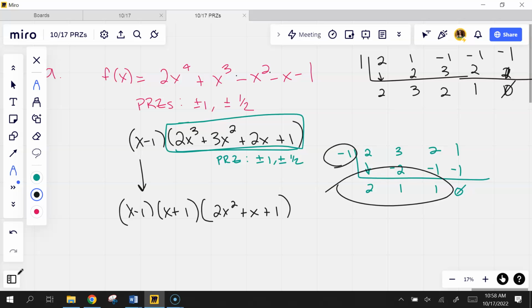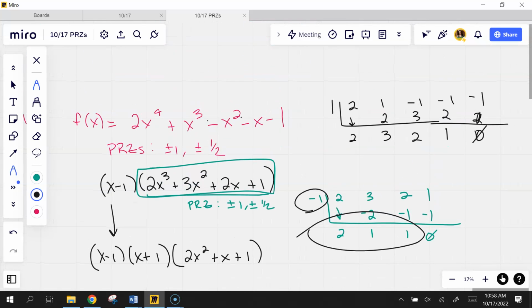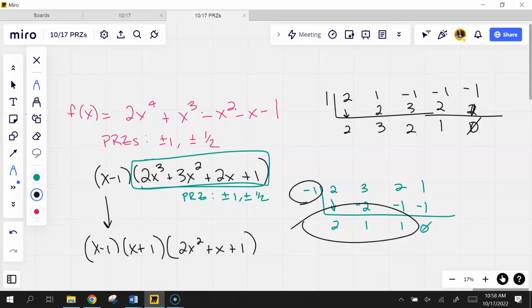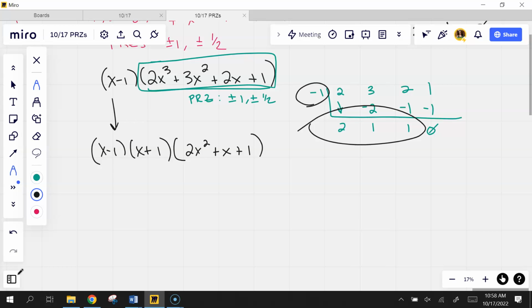Y'all, that's all I've written so far for this problem. Well, all we gotta do is solve it now. The back is blank just for you.